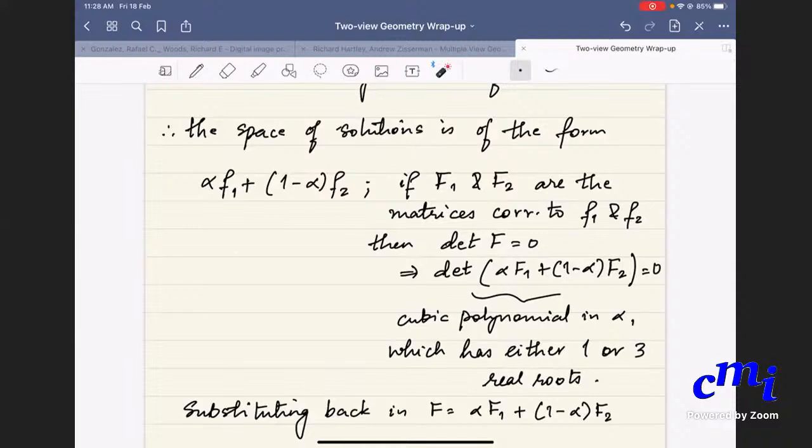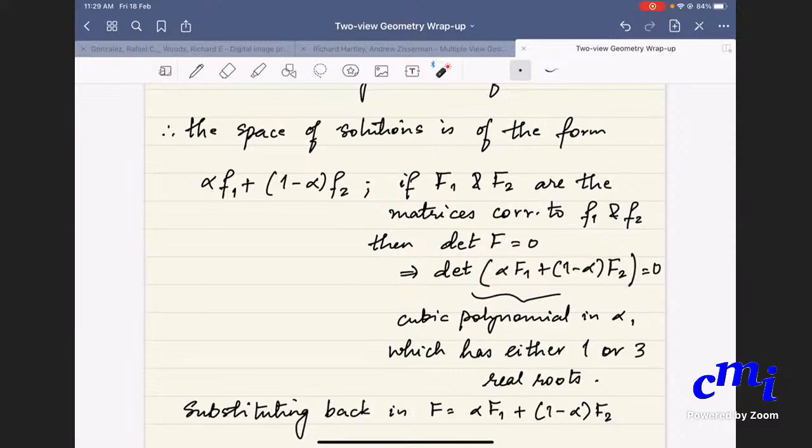So those correspond to some matrices. Let me call them F1 and F2. And the only constraint that has to be satisfied by the solution is that the determinant of the solution that you get must be 0. So this linear combination, alpha F1 plus (1 minus alpha) F2, should have determinant 0.